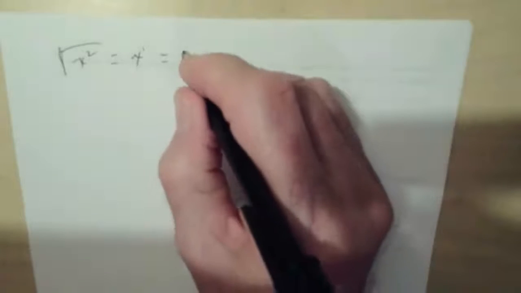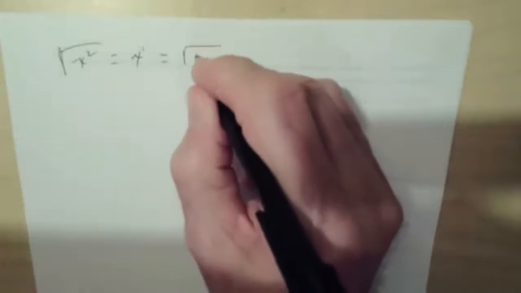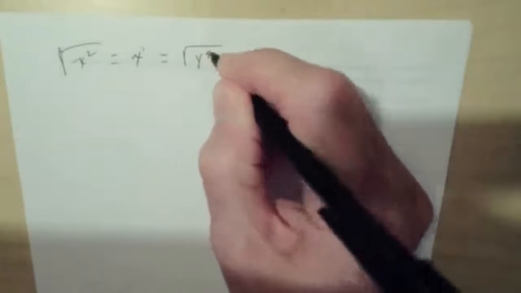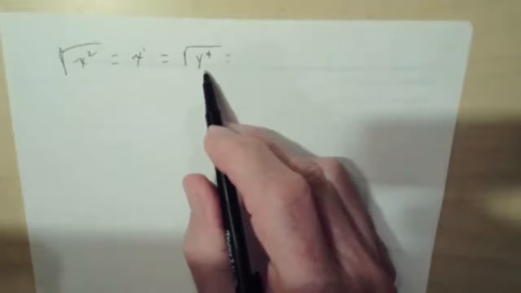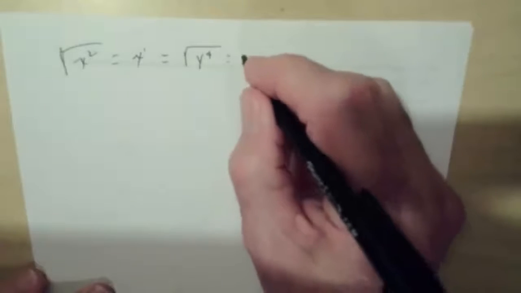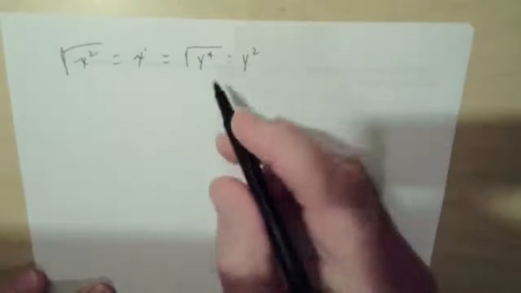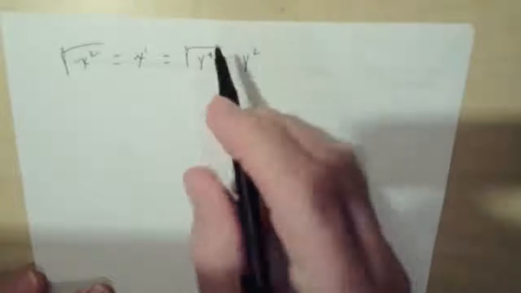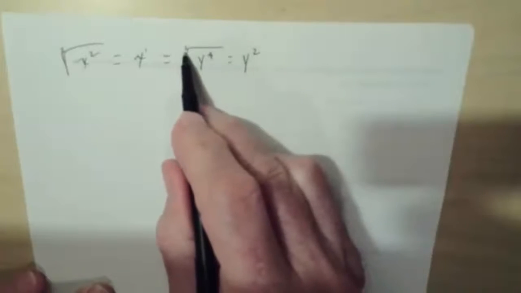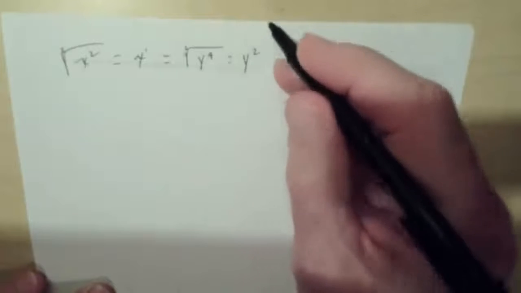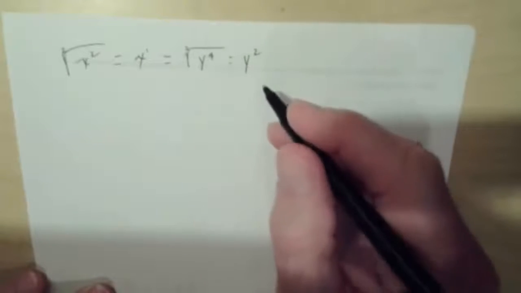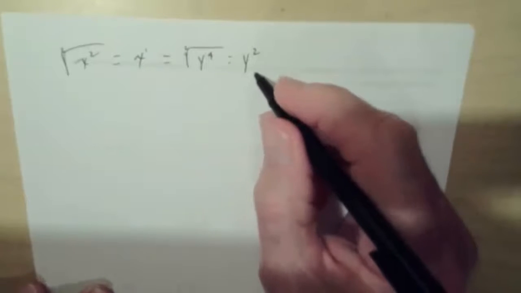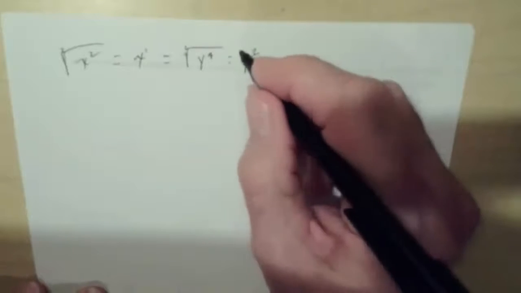Okay, now what if we have the square root of y to the 4th? Well, what number times itself is y to the 4th? Y squared. Because remember, we're taking the 4, dividing it by 2. Now remember, y to the 4th is y times y times y times y, 4 times.